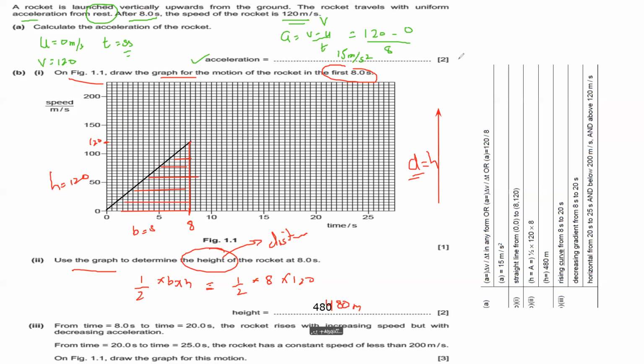So this is the distance traveled by the rocket, which is equal to 480. And whenever you write the answer, always write the units. That is, if the speed time graph is in meter per second, distance is in meter. If it was in centimeter per second, the distance will be in centimeter. Is it clear? Part 2, B1 and 2, to everyone?